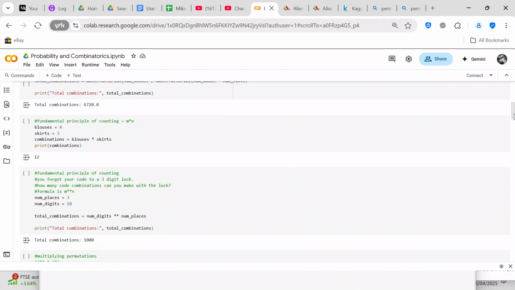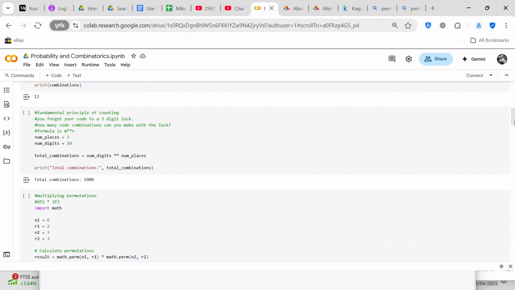So now we have our fundamental principle of counting, and this is a multiplication. So again, how many combinations of outfits can you make with 4 blouses and 3 skirts? So blouses equals 4 and skirts equals 3. Combinations equals blouses times skirts, which is 12. So you can have 12 different outfits with 4 blouses and 3 skirts.